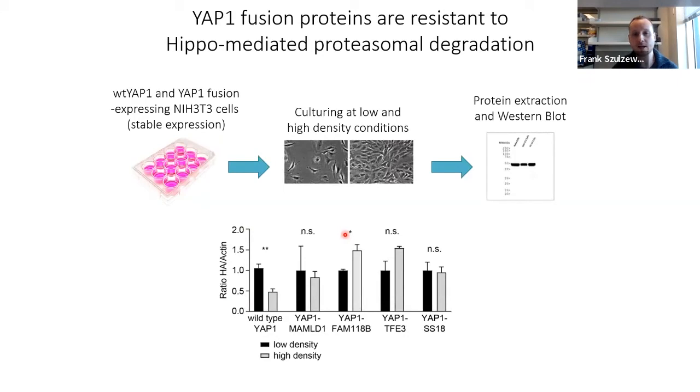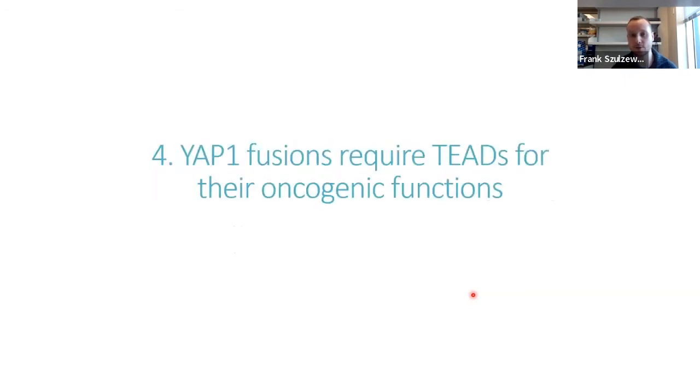And then in addition, we looked at whether these fusions can still be degraded, and we generated stable cell lines of 3T3 cells that are transduced with either wild-type YAP1 or these different fusions, and then cultured them at low and high densities and performed Western blot to measure the abundance of the protein. And we can see that the wild-type YAP1 protein is significantly reduced, whereas that's not true for any of these fusions. They're basically stable, so they cannot be regulated anymore.